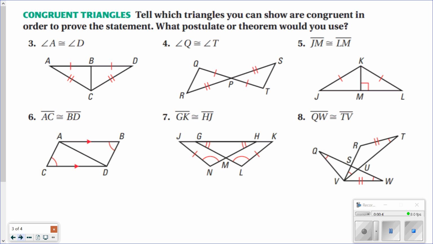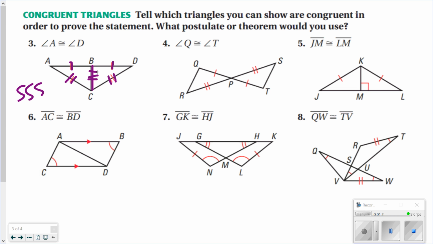Which postulate do you think is going to work here? Well, the answer is side, side, side. How do I know that? Well, this side is congruent to this side because they both have one tick mark. This side is congruent to this side because there's two tick marks. And we both see that both of these triangles share the same side, BC, which means BC is congruent to BC, the reflexive property. And if you look at your diagram, we now have proven that all three sides are congruent. So that is side, side, side.